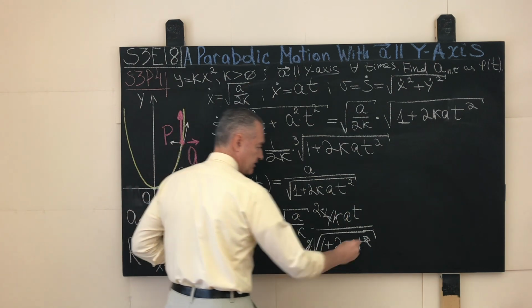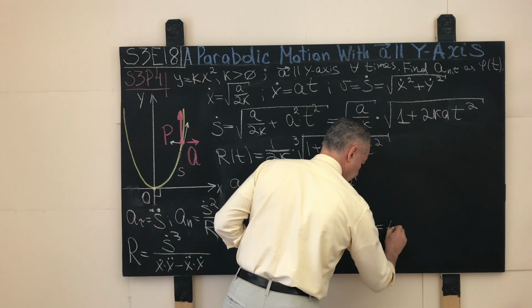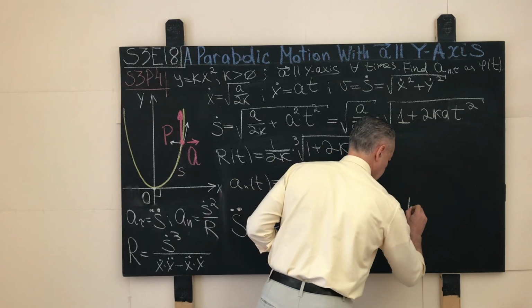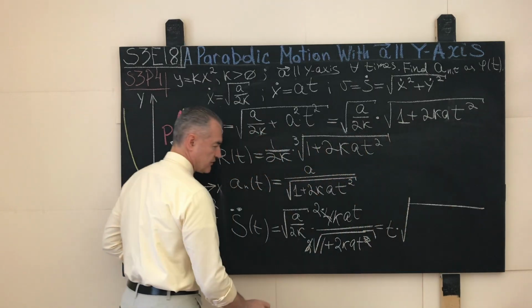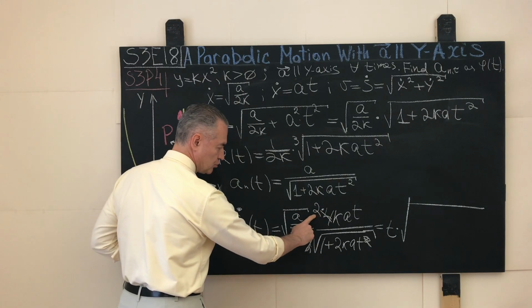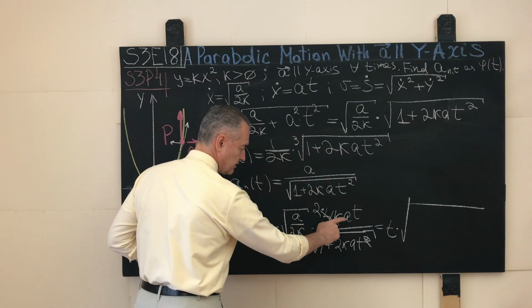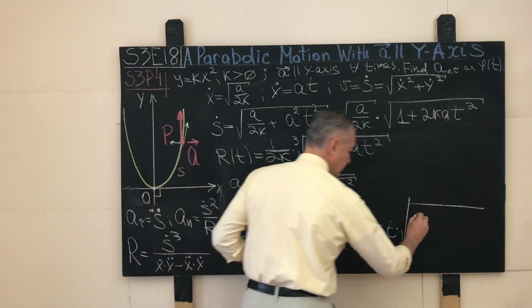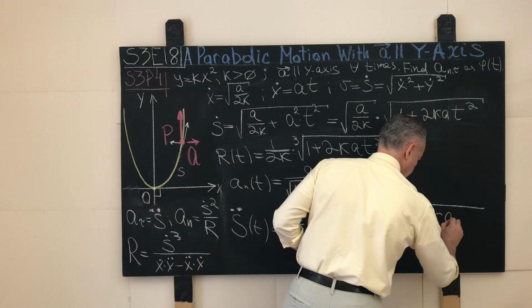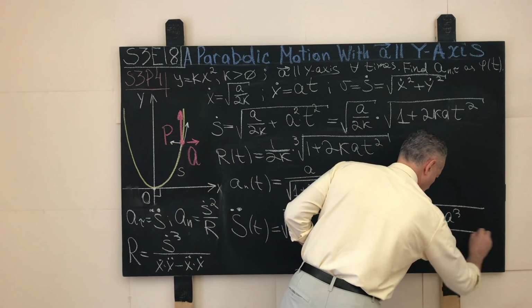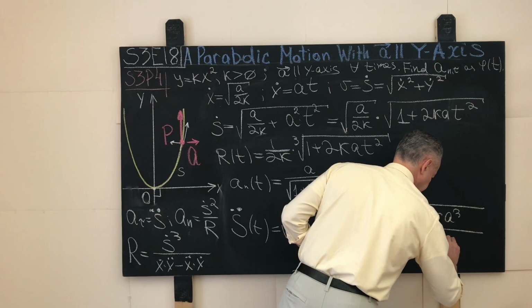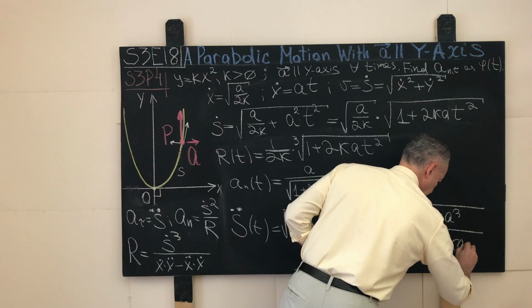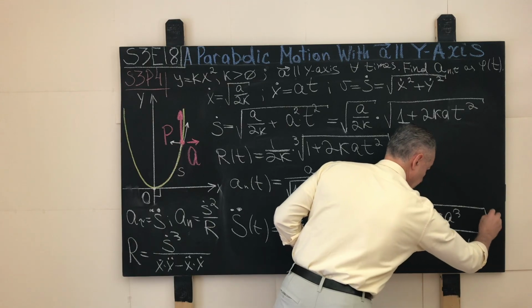K squared over k becomes k. The independent variable t we factor out. T times, and what do we have left? Well, what we will have left is the following: 2k, a squared times a is a cubed. 2k a cubed over 1 plus 2k a t squared.